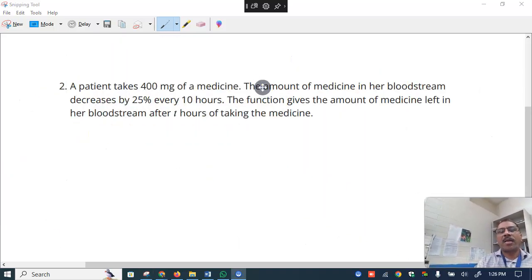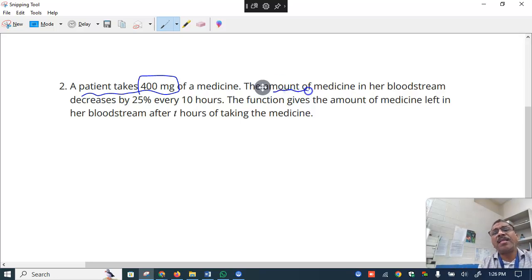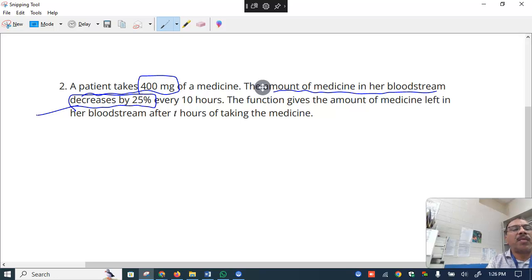Okay, the second question is, a patient takes the medicine. This is about medication given in the hospital. Let's say 400 milligrams of medicine is being given, and the amount of medicine in the bloodstream decreases by, now this word is very important, decreases by 25%. So 25% decreases basically means 75% stays, because 25% is gone.